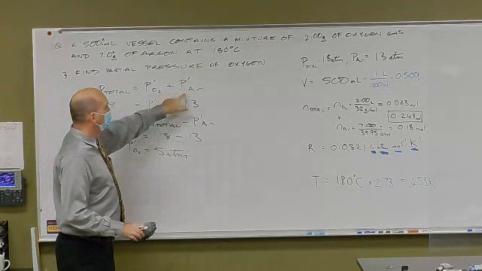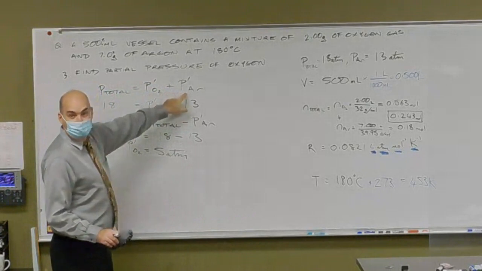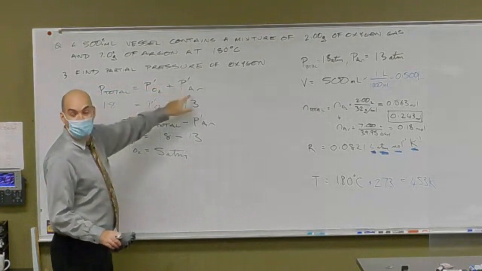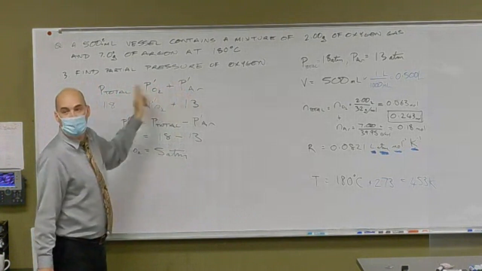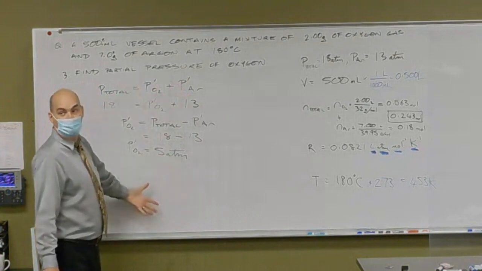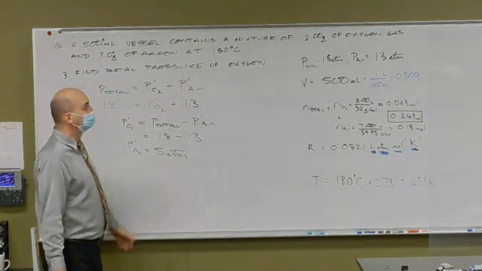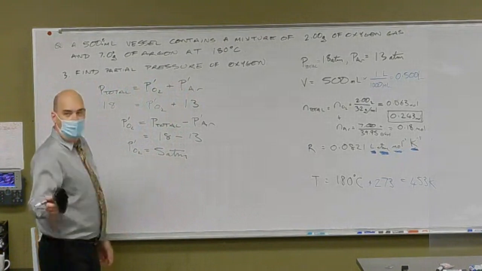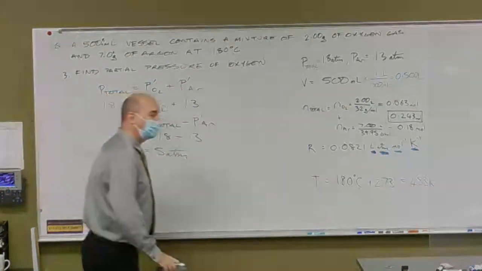Total is the pressure. And that pressure, the total, is the sum of the partial pressures. That is Dalton's law written down. And then we just use arithmetic to get to the answer. Okay. Let's use the mole fraction.